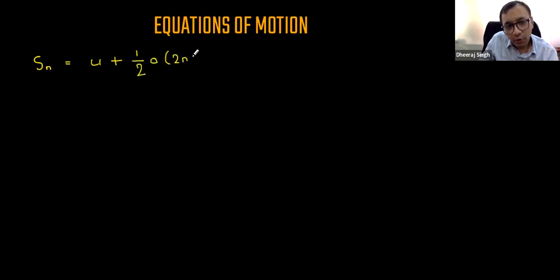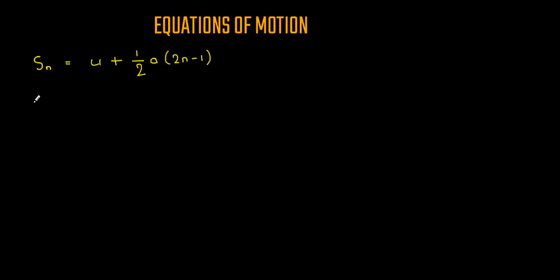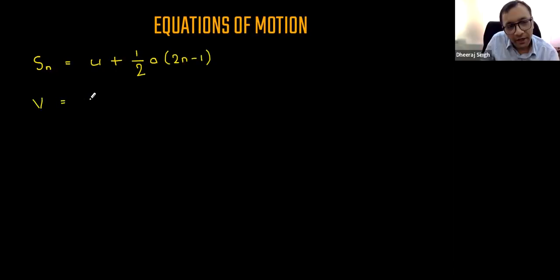Fourth also. Okay. Do you remember what was the fourth equation of motion? Distance traveled in the nth second. It was u plus half a (2n minus 1). Correct. Do you have other equations like this?